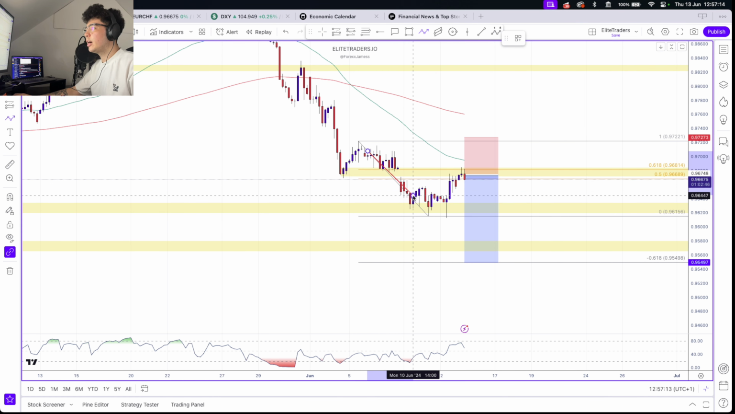So we've broken down, we broke past the support, we've come back up, we've filled the gap, and we are retesting this support. So now I'm looking for price to head lower. However, that's not all there is. There is more to this.